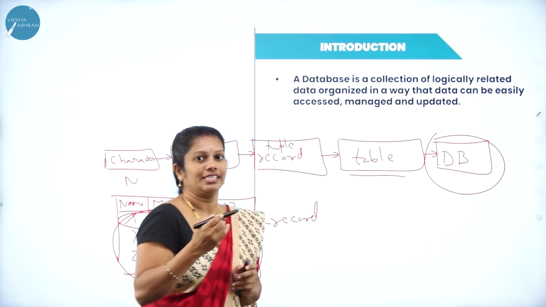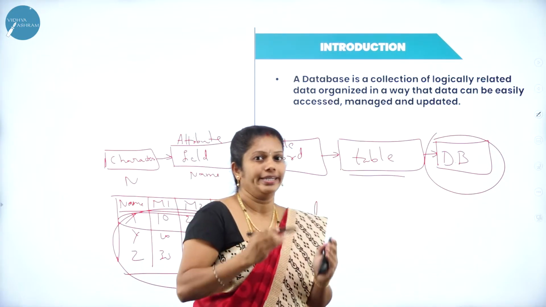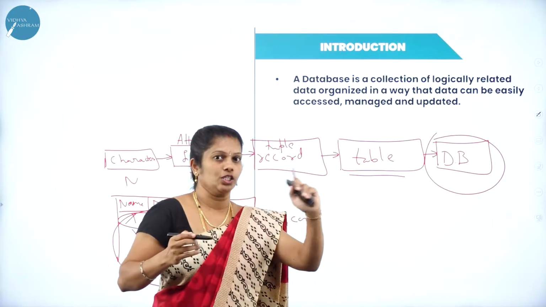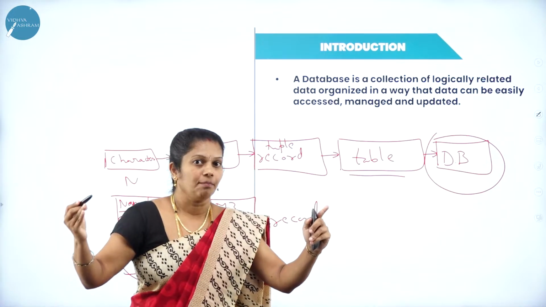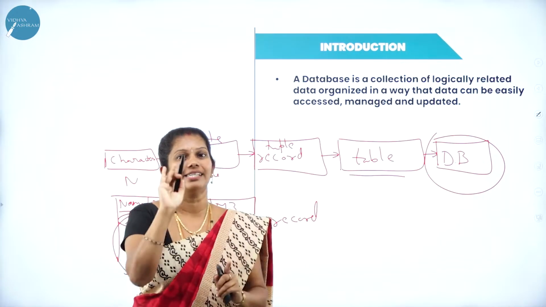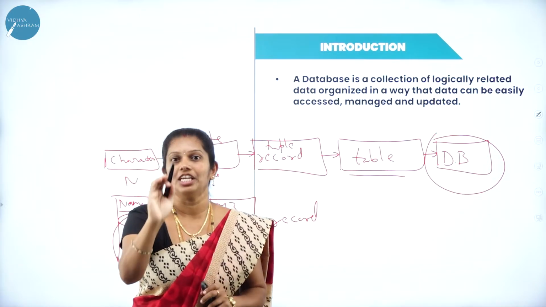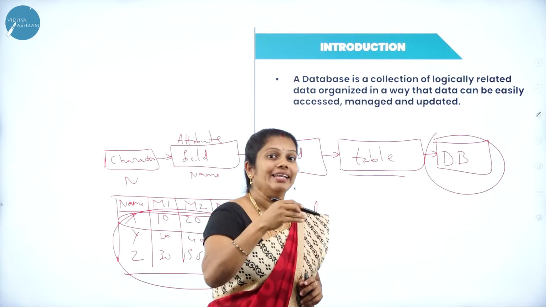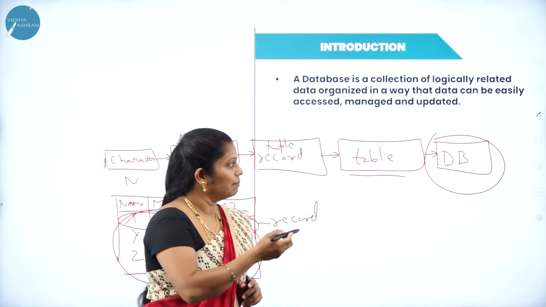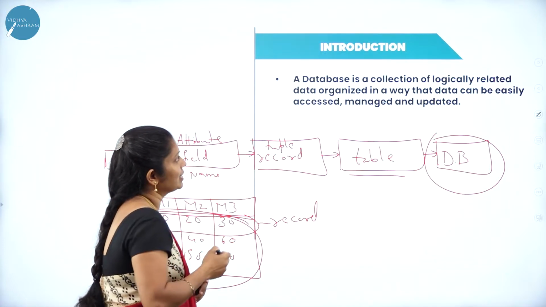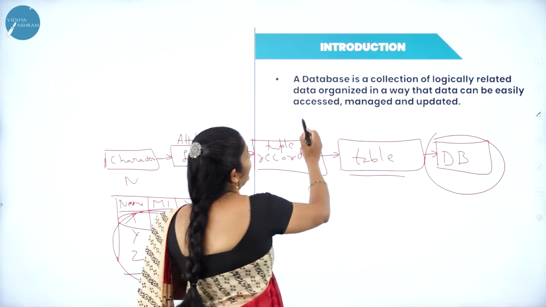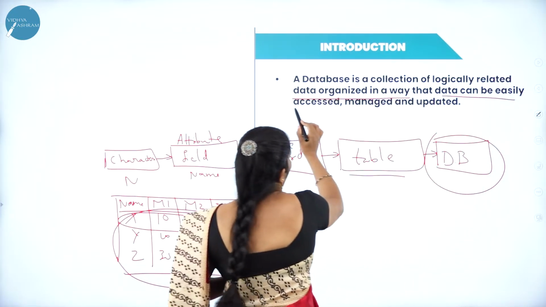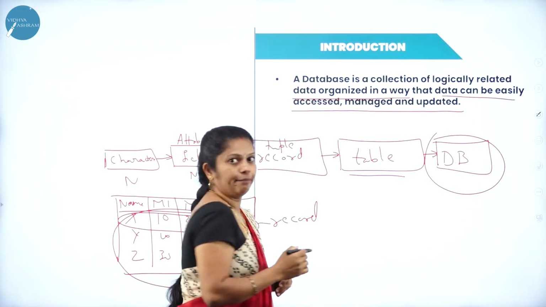For example, consider one student table and one patient table in a hospital. These two cannot be called a database. There must be a relation, and only then can it be called a database. A database is a collection of related tables, whereas it is also a collection of logically related data organized in a way that the data can be easily accessed, managed and updated.